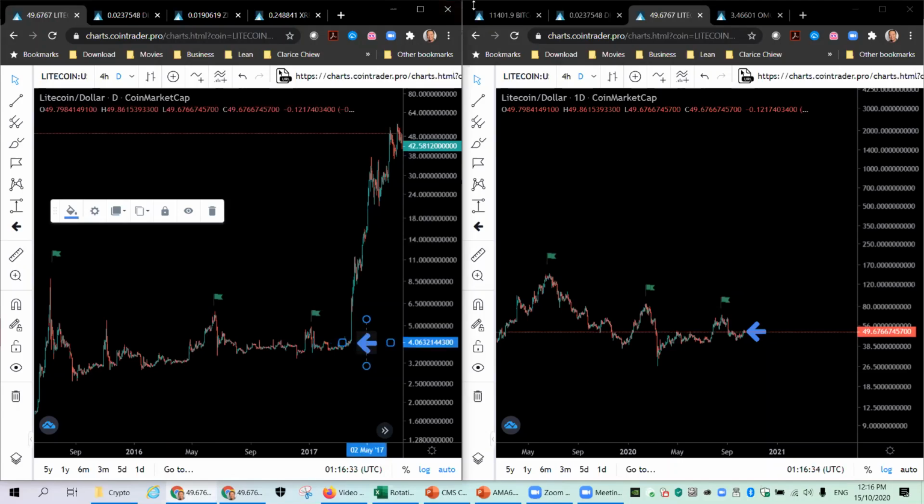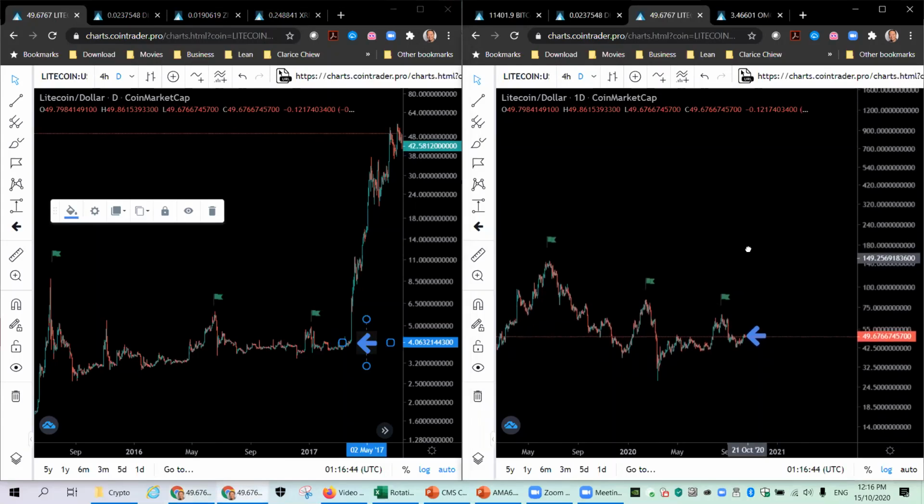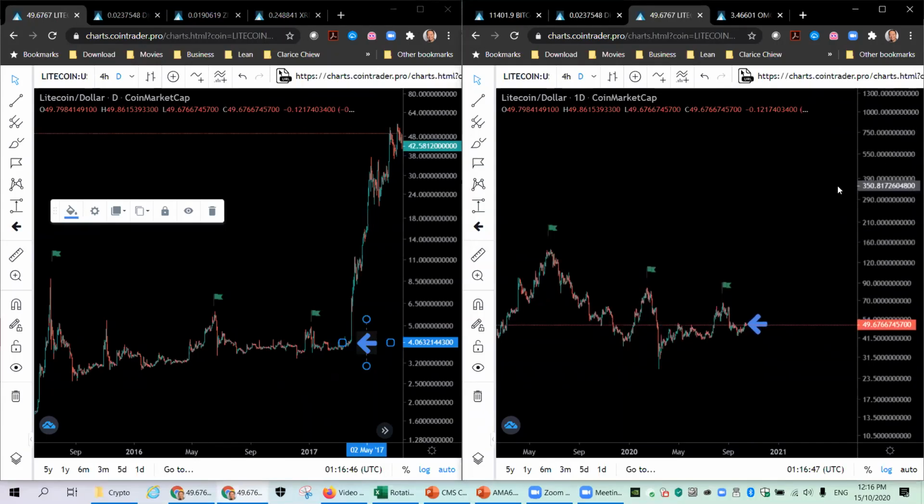10x, yeah? It's going to 10x, you reckon? I don't know, I have to scale this up properly. Yeah, it's going to 10x, right? For 490. Yeah, it's going to 10x for Litecoin.